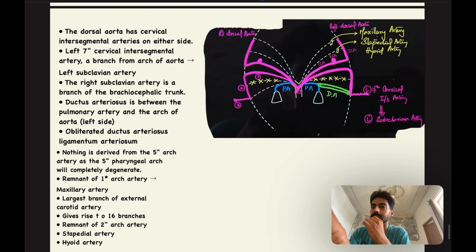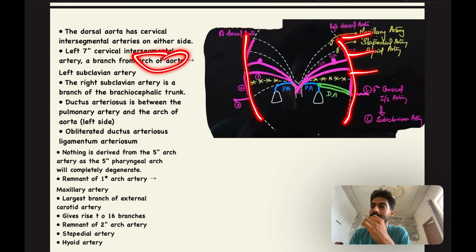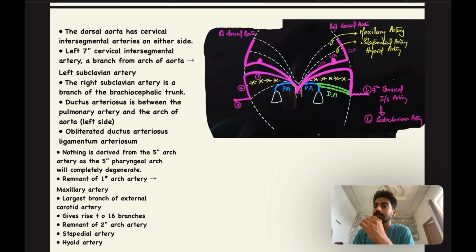Now let's talk about intersegmental arteries. If we look here, there are many intersegmental arteries which are branches of the arch of aorta. This is our arch of aorta, and it has many intersegmental arteries, mainly commonly known as cervical intersegmental arteries.